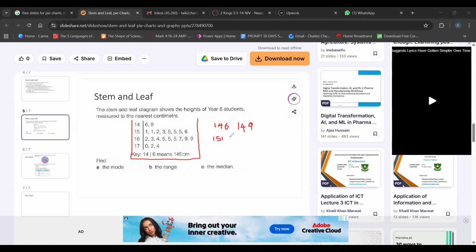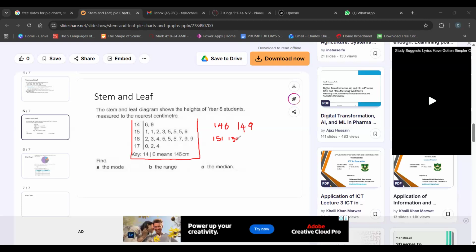It occurs twice, yeah. That's why the modal score will be 155 and 165, because 5 appears 3 times in both 16 and 15. So there would be two modal scores. Yes, that's a bimodal distribution. That's exactly what it's going to be. So that's it for the mode.